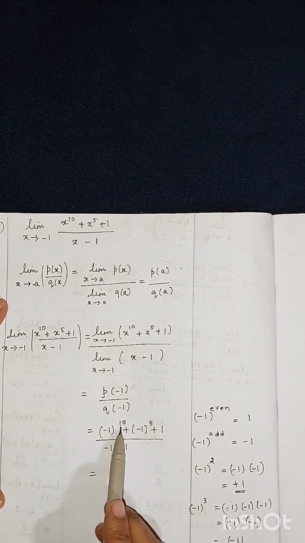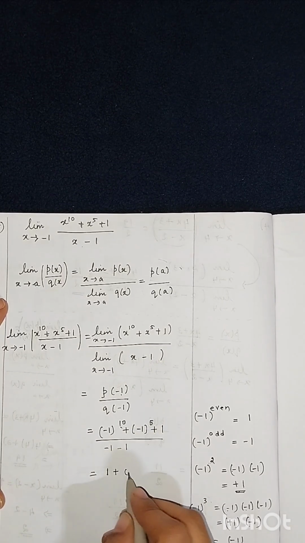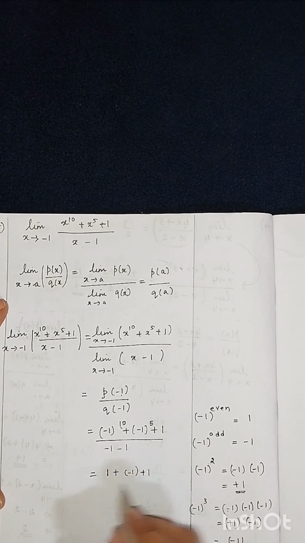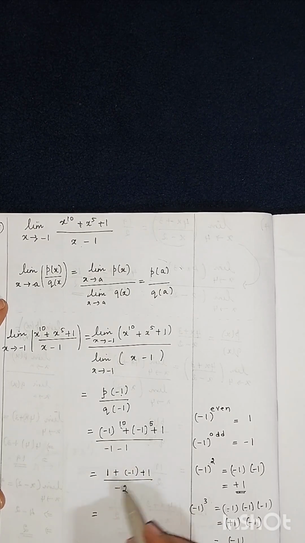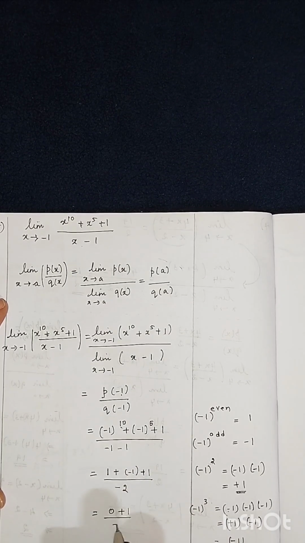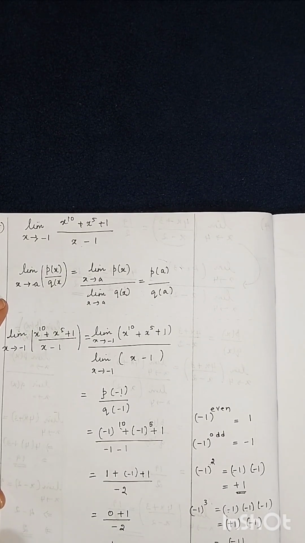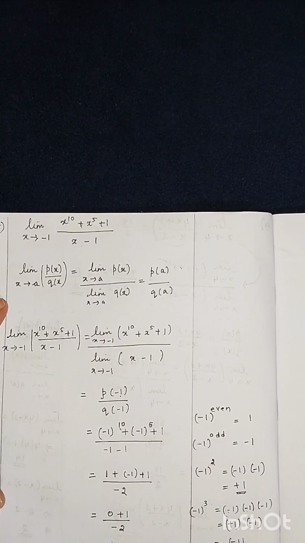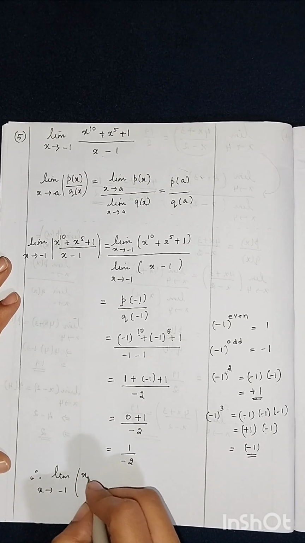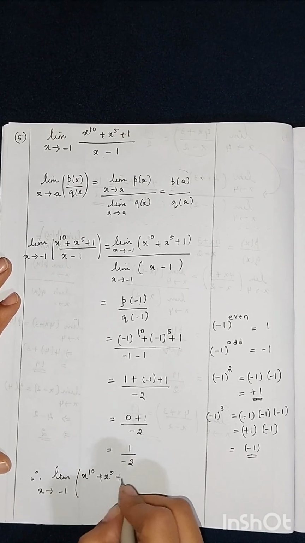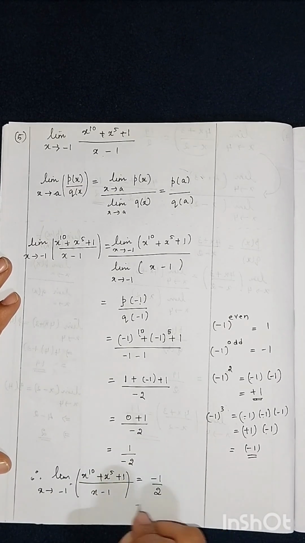So here we have an even number, 10 is even, so we'll get 1, and here it is an odd number, so we'll get minus 1. Plus 1 divided by minus 1 is 2. Plus 1 and minus 1 will get neutralized, you will get 0 plus 1 divided by minus 2, and 0 plus 1 is 1 divided by minus 2. So therefore we get limit x approaches minus 1, x to the power of 10 plus x to the power of 5 plus 1 divided by x minus 1 is equal to minus 1 by 2.